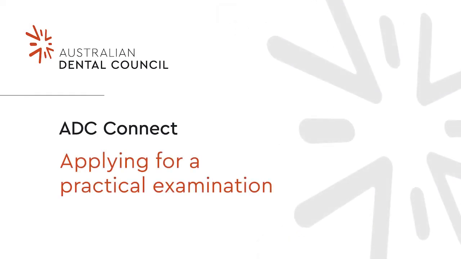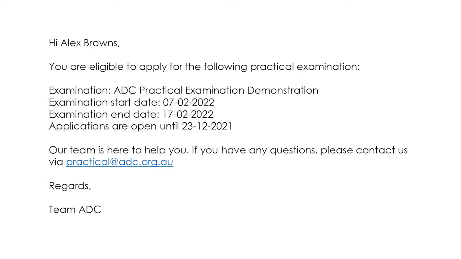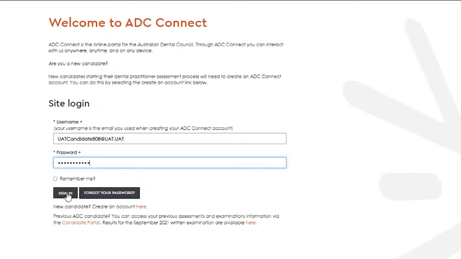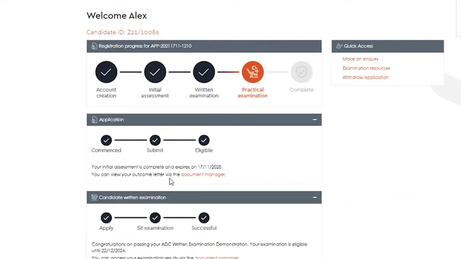In this video, we will go over how to apply for a practical examination via ADC Connect. When the application period opens, eligible candidates will receive an email from the ADC inviting them to apply for the examination via ADC Connect. Log into your ADC Connect account. Eligible candidates will see an update to the practical examination section of their dashboard.